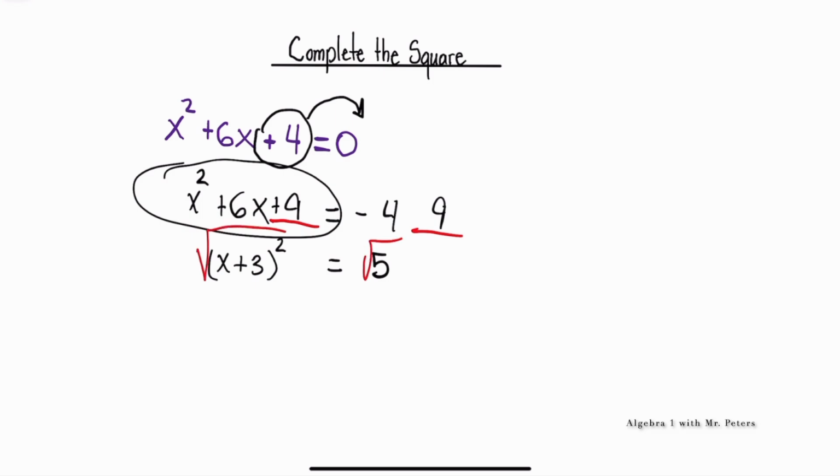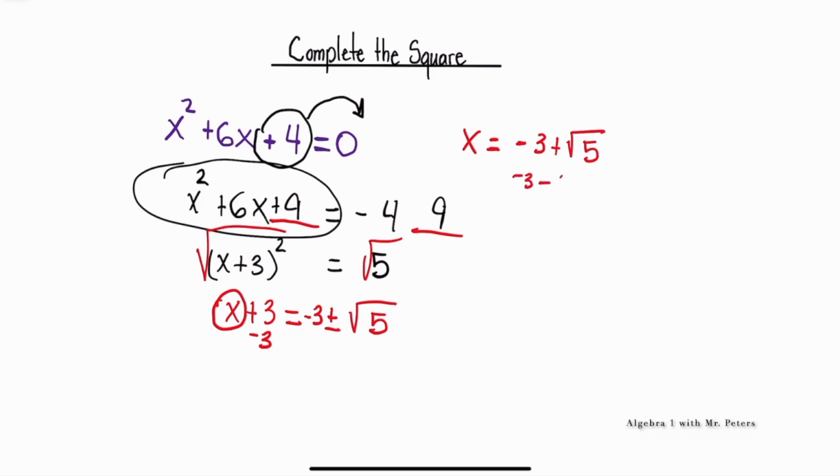So at this step, we're now trying to get rid of the exponent. So we're going to use the radical as the inverse operation. We have x plus 3 is equal to plus or minus radical 5. Now just remember that when we complete the square, x needs to be absolutely by itself. So we're going to subtract 3 on both sides. And as a result, my final answer is x is equal to negative 3 plus radical 5 or negative 3 minus radical 5.